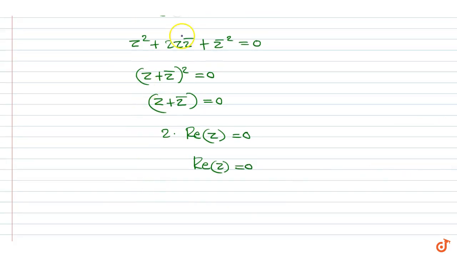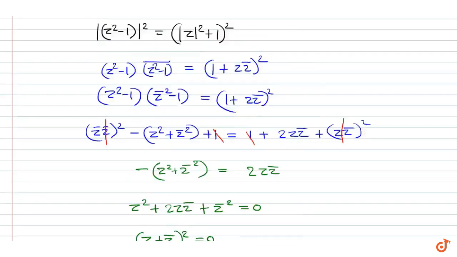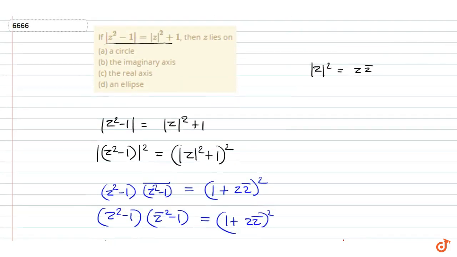That means z lies on the imaginary axis. That is our answer. Correct option is option B, imaginary axis.